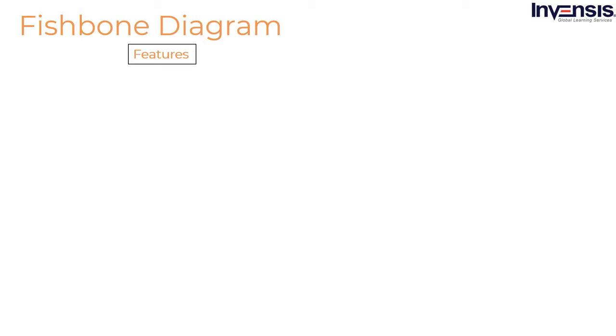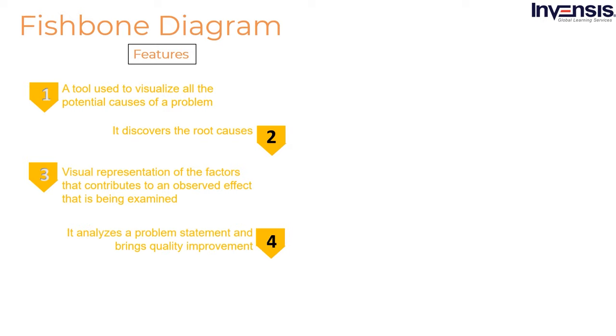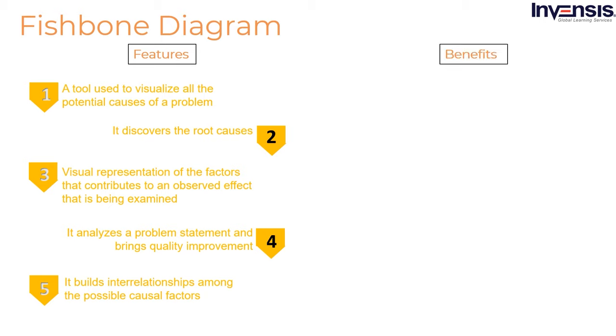So, coming to the features part. Firstly, a fishbone diagram is a tool that is used to visualize all the potential causes of a problem. Also, this diagram discovers the root causes of a problem. Upon that, the fishbone diagram is a visual representation of the factors that contribute to an observed effect that is being examined. Then, this tool analyzes a problem statement and brings quality improvement, and also builds interrelationships among the possible causal factors.